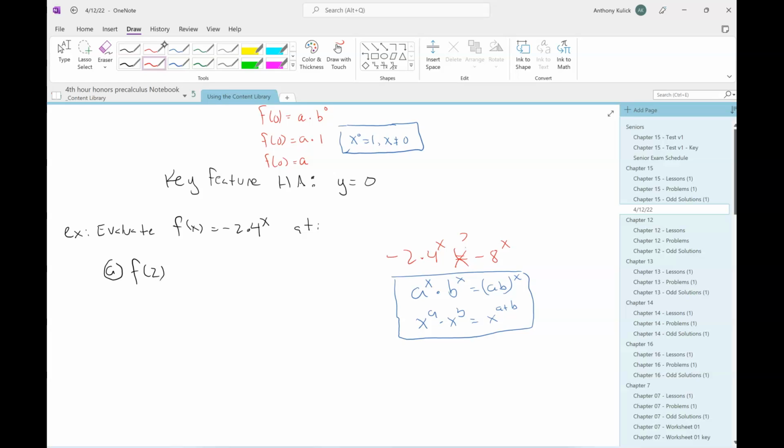There's a joke. Anyways, so if I wanted to do f of 2, what do I want to do? Plug 2 in for x. So I have negative 2 times 4 squared. What do I do first? Exponent. So I get negative 32.